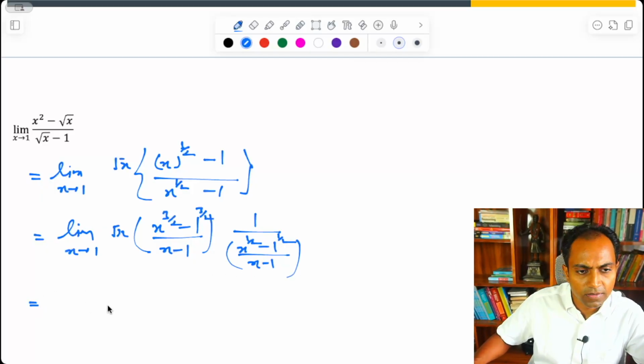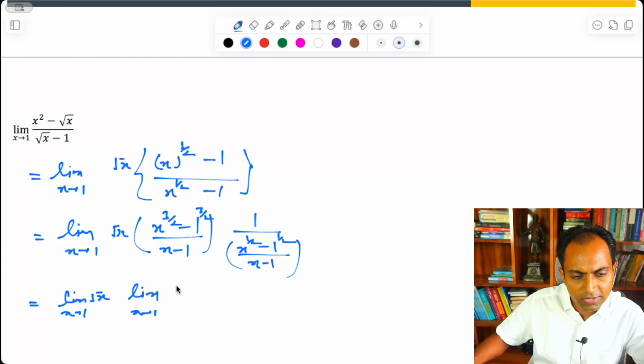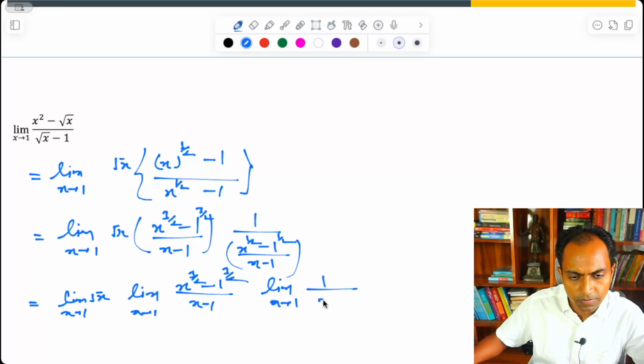What will happen if I distribute this limit? It will go to the first part. So I will write it systematically the first time, then I will just do it next time. But you should understand, every time I am doing this, I am applying the same logic. 1 raised to the power 3 by 2 by x minus 1, and limit x tends to 1, 1 upon x raised to the power 1 by 2 minus 1 raised to the power 1 by 2.